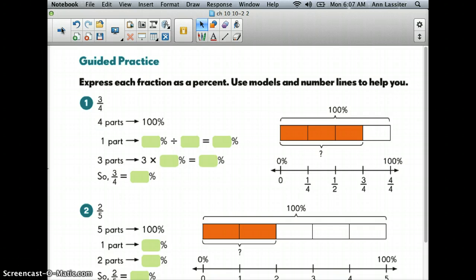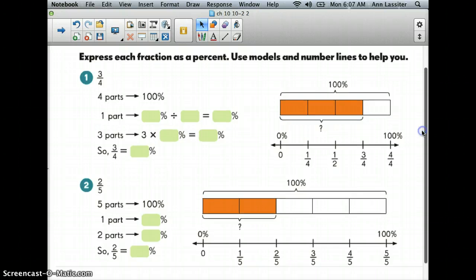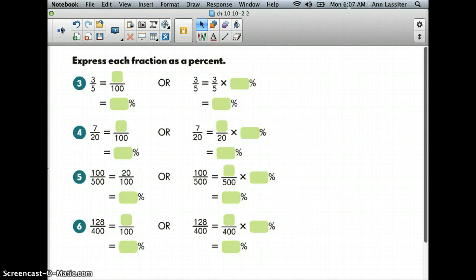I would like you to pause the video here and just fill in the blanks for these two guided practice problems. And also pause again and complete these guided practice problems. On these 3 through 6, you'll notice that they have the two methods. They do not have you drawing a bar model to look at the denominator as the whole amount.